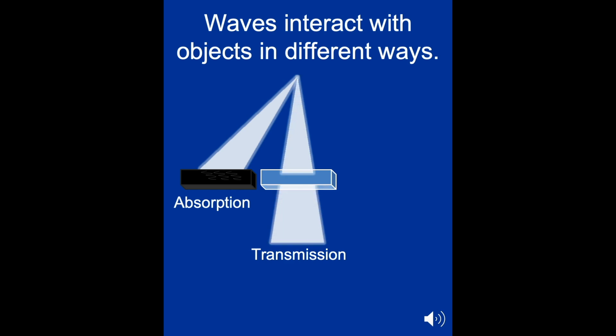Transmission occurs when waves move through a material. Think of the glass windows of our cars. Light travels through the window and hits our eyes. This is why we're still able to see outside of the car, even when the windows are rolled up.